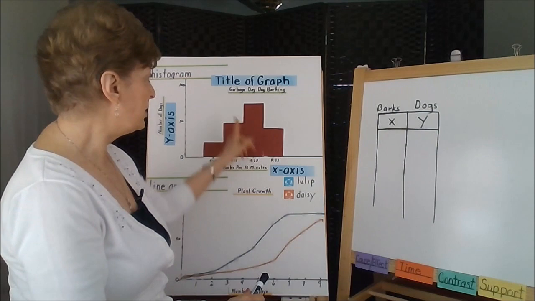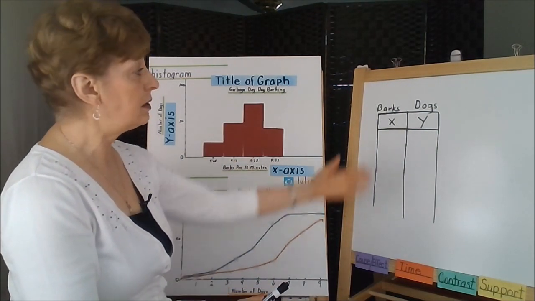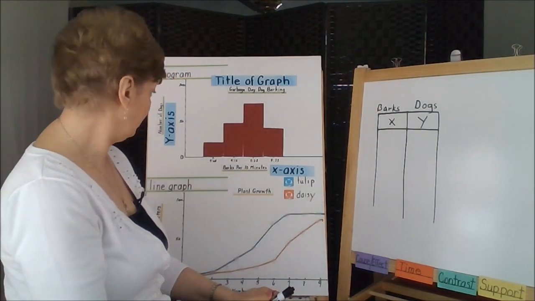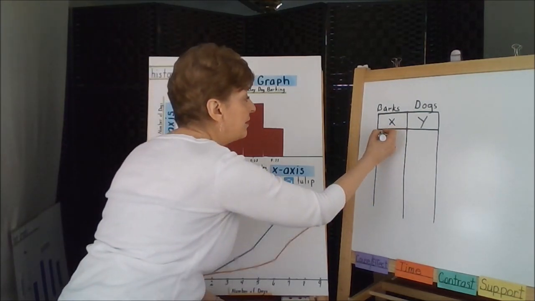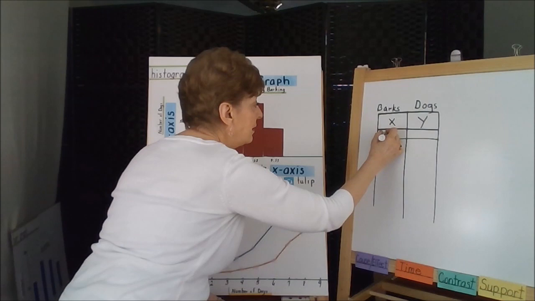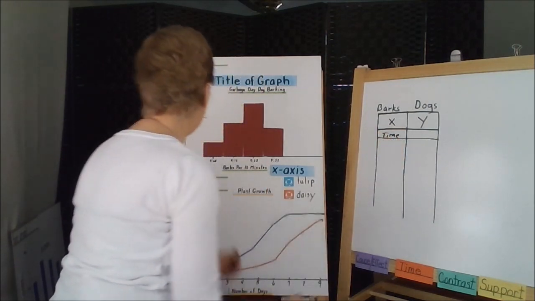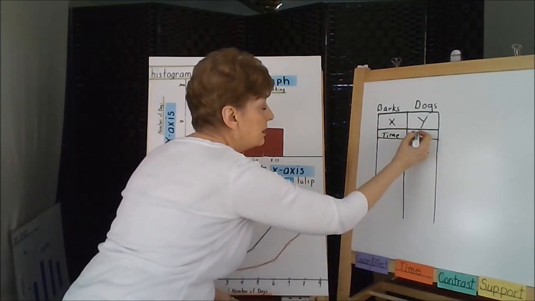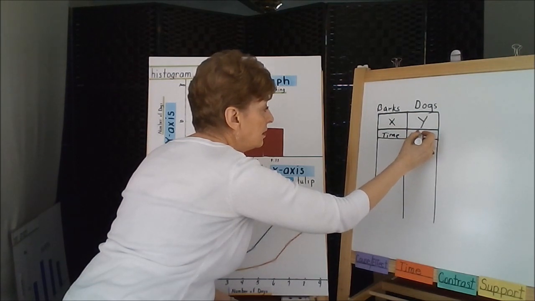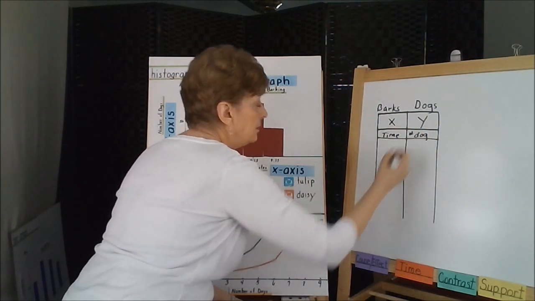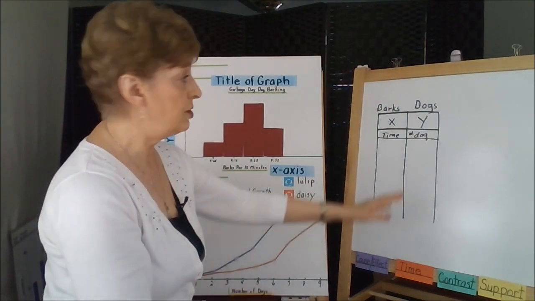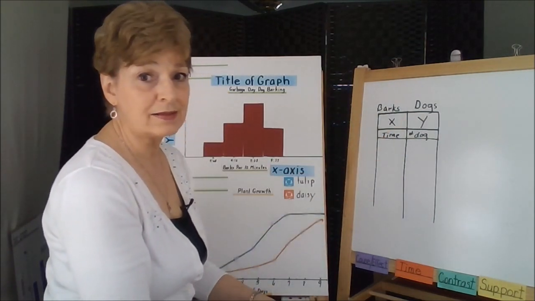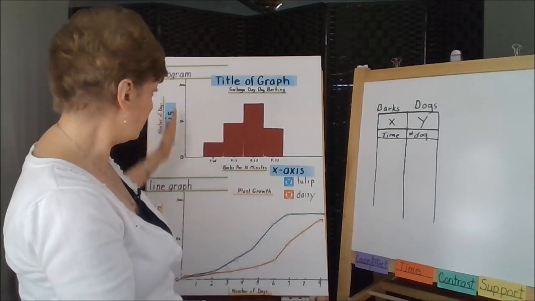So Garbage Day Dog Barking could be graphed like this. In this case, we would have time and number of dogs. But we keep going back to that x-axis and the y-axis because that's where the information is charted.